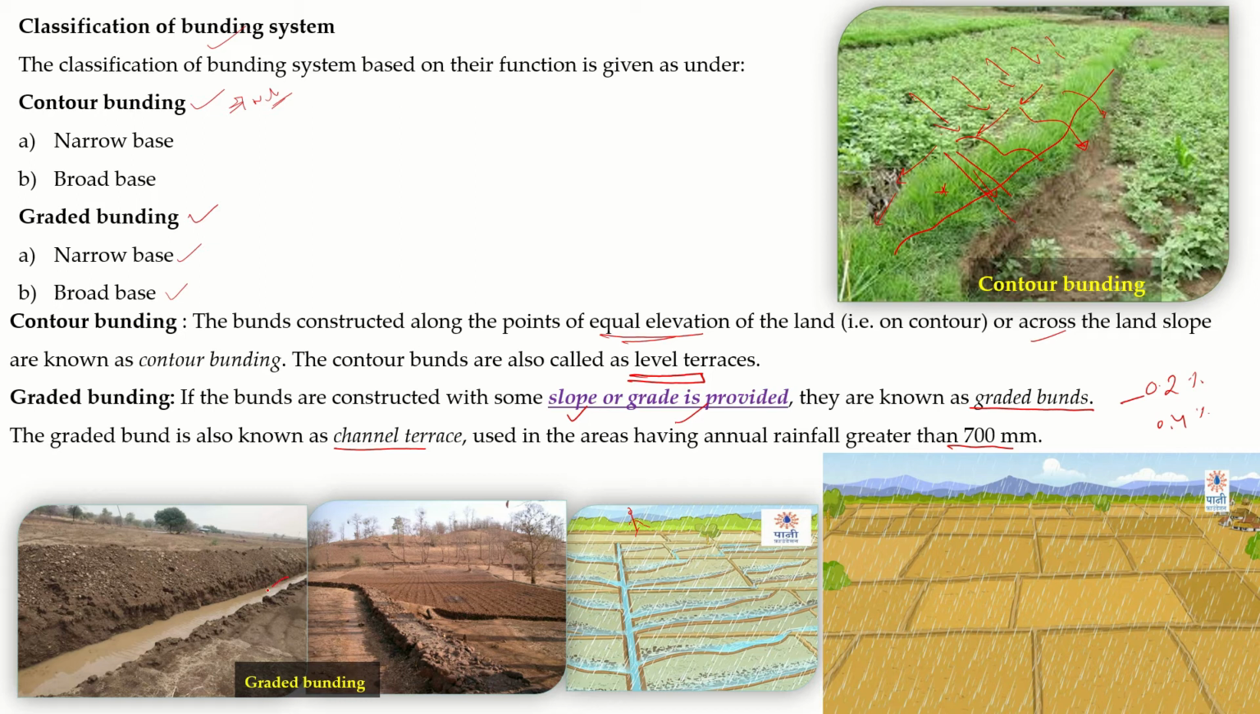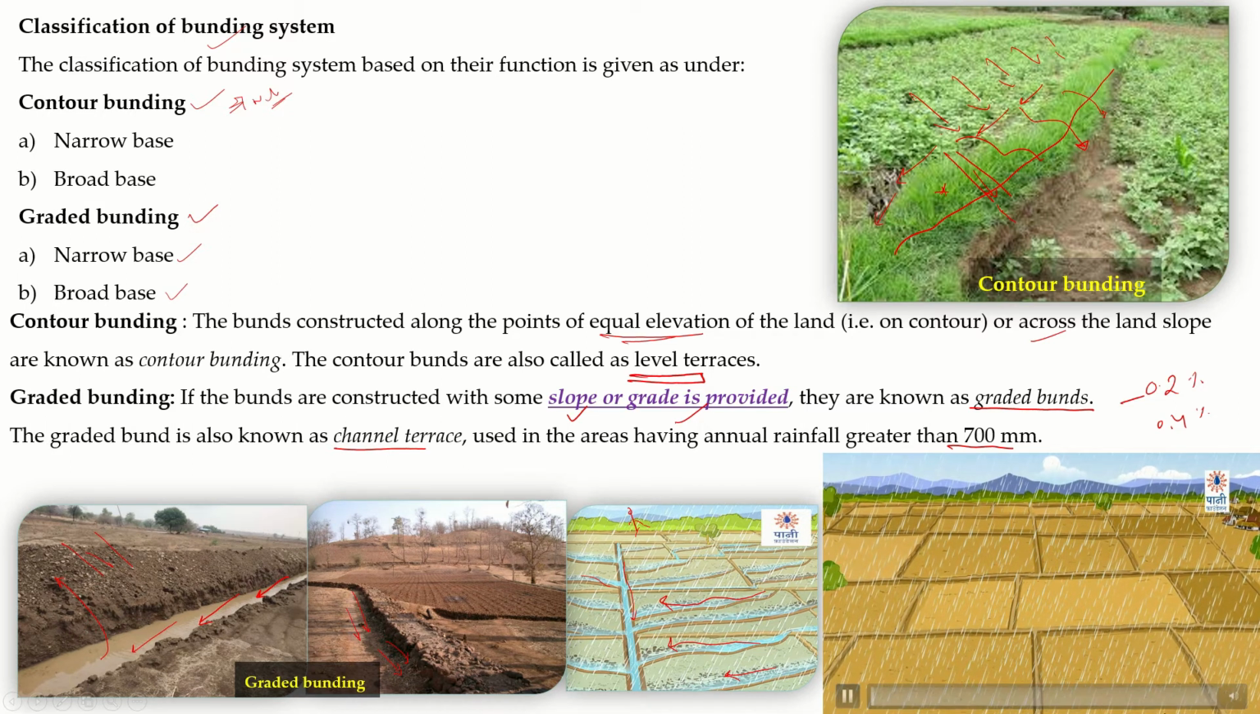This picture shows the slope in this direction. So the water is properly disposed of in the downward stream. Thus water is not crossing your bund, so there is no chance of erosion or cutting of your bund. Here also a small grade has been provided to dispose of the excess water. You can see in these pictures all types of graded bund provided and a small channel constructed. So let us see how the graded bund may be constructed.